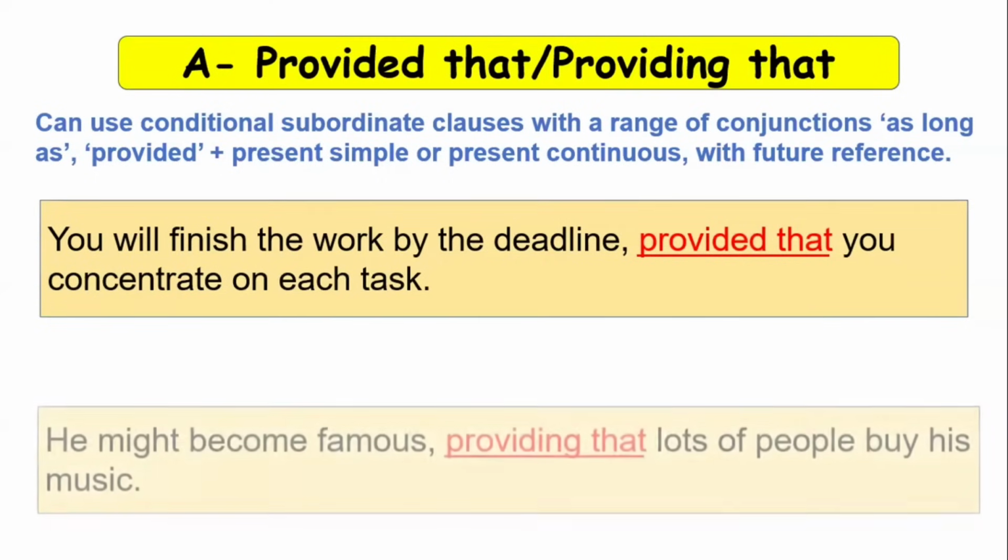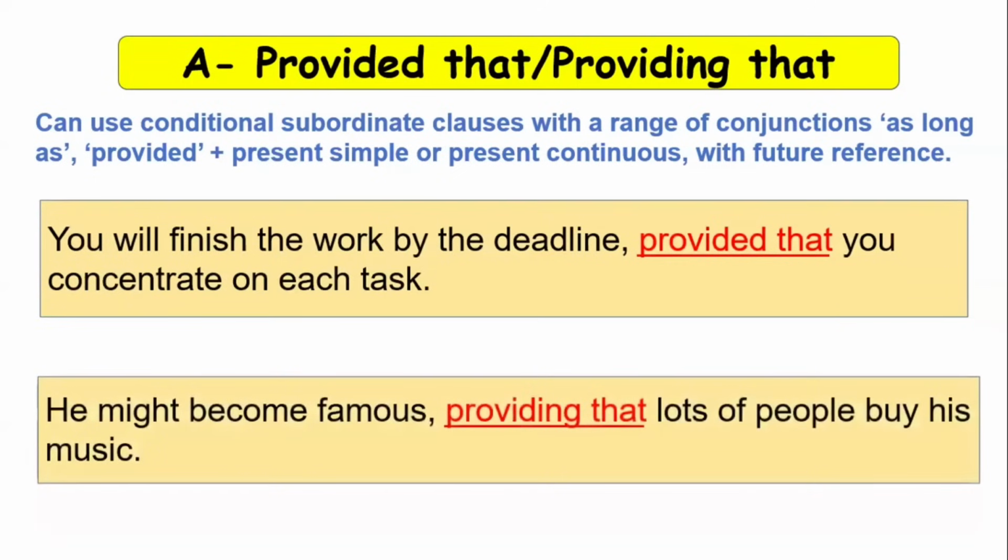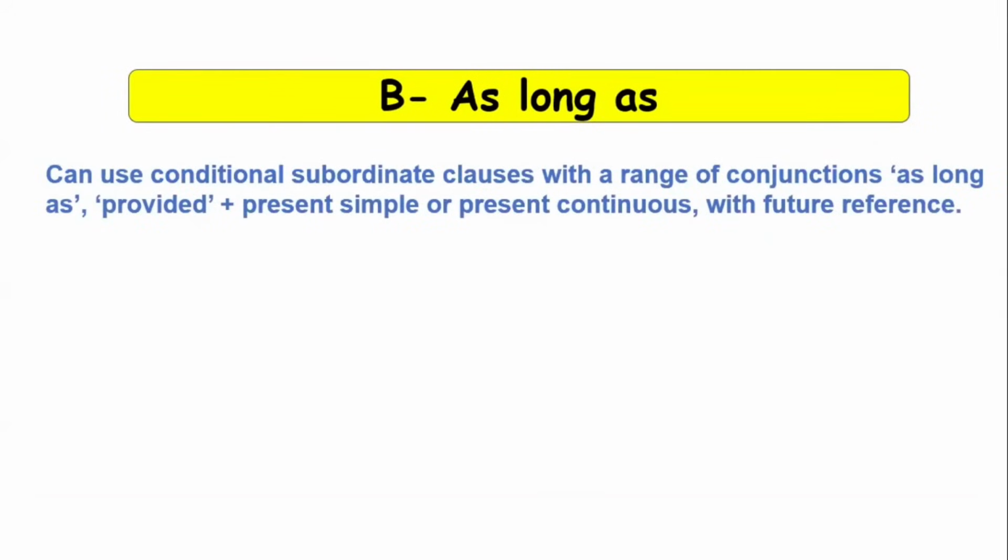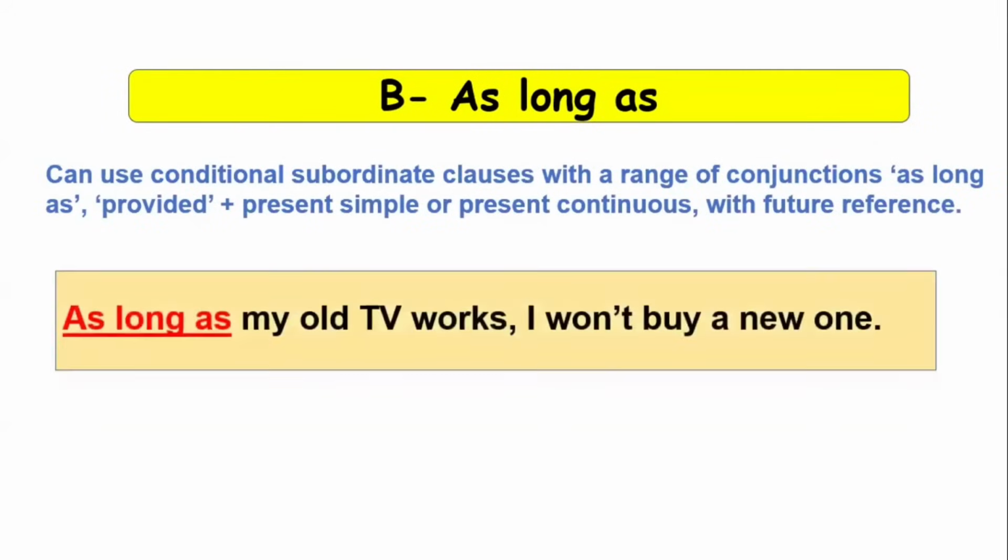تعطيني الشرط. He might become famous providing that lots of people buy his music. يعني ممكن إنه يصبح مشهور بشرط إنه العديد من الناس يقومون بشراء موسيقى. providing that. Okay. As long as يعني طالما, which is also something that will give me a condition.